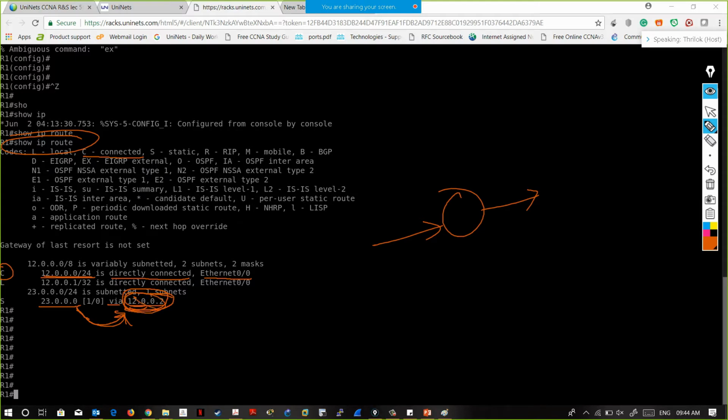If it is not there, now it knows about 23.0.0.0, but to whom should I forward this? You know about John, but you don't know where he is. How will you deliver the parcel? The same thing, right?